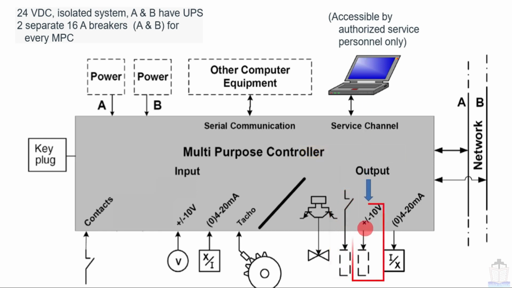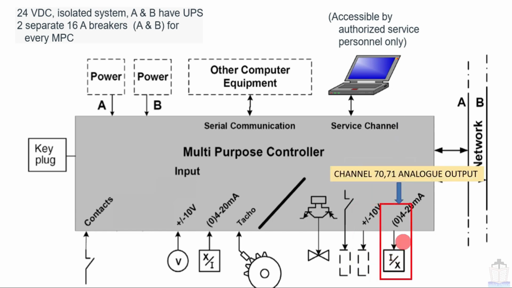Next is this plus minus 10 volt, fast digital channel, fast digital output. Next is the reverse of the analog input. This is the analog output, 4 to 20 milliampere, and that is driven by channel numbers 70 and 71. Okay, we are finished with the multi-purpose controller components.